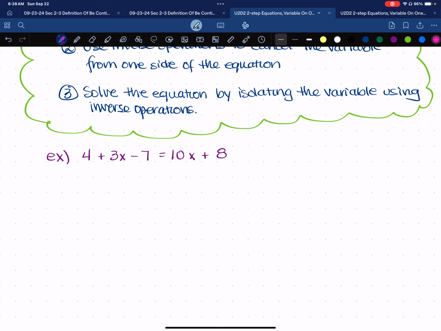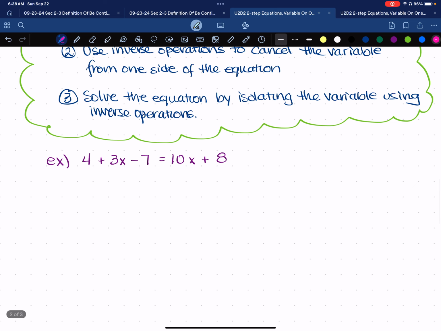And so on this side of the equation, we do have a 4 and a negative 7 that are like terms. They don't have a variable, so they're like terms. So we're first going to combine those, and 4 minus 7 is negative 3, but then we still have a 3x, and it's positive. And then we still have our 10x plus 8. And that's it. That's all we can do to simplify.